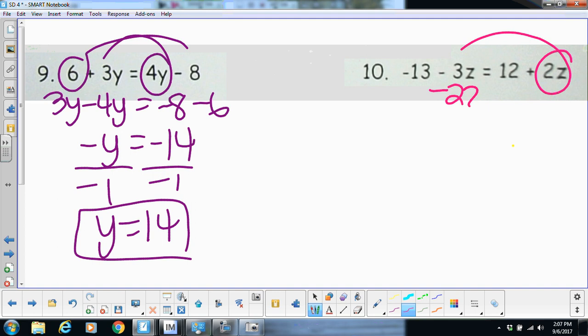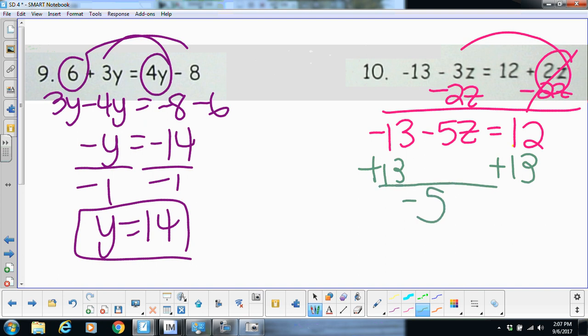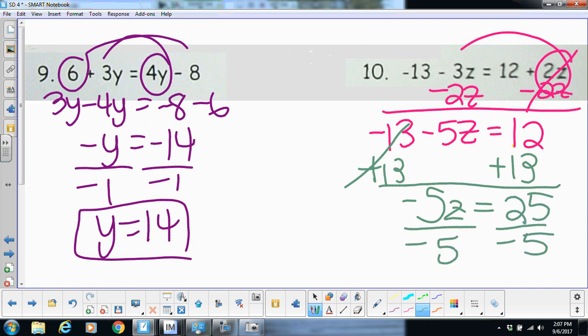So I'm going to subtract 2z here from both sides. Okay, so that cancels on the right. Bring the negative 13 down. Negative 3 minus 2 more is negative 5. Okay, then we're going to add 13. So negative 5z is going to equal 25. Then we're going to divide by negative 5, and z would equal negative 5.